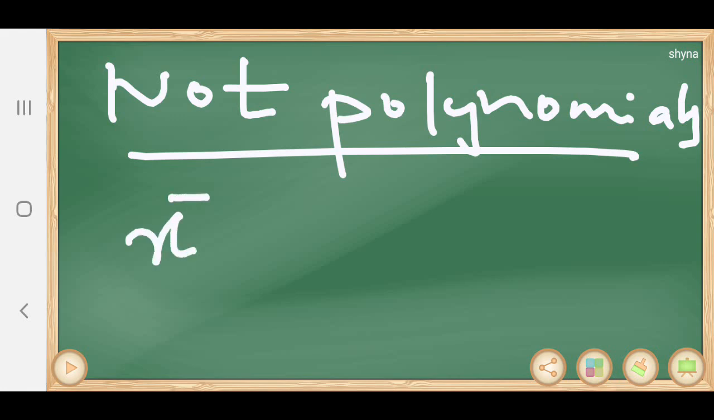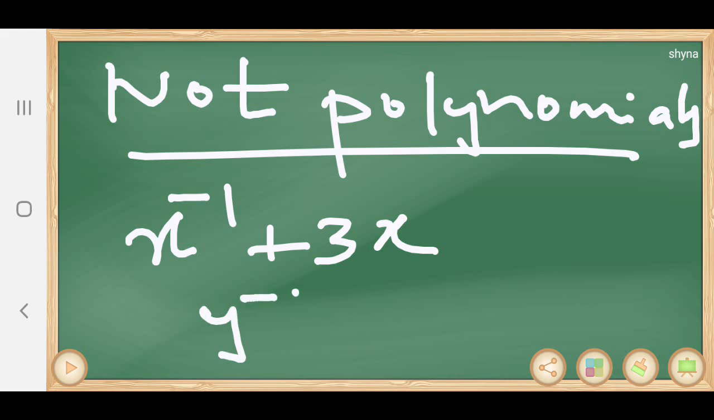X raised to negative 1 plus 3x. Here, the power exponent of the variable x is minus 1. It is not a whole number, not a positive number. So, it is not a polynomial. Next, y raised to minus 4 plus y plus 10. Here also the variable's power is minus 4, not a positive number. So, it is not a polynomial.